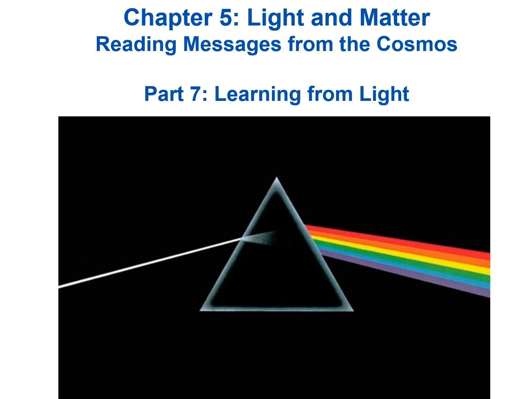In this video, Part 7, Learning from Light, we're going to bring it all together, what you've been learning throughout Chapter 5. We started Chapter 5 learning about the structure of matter, and then we got into the properties of light and the electromagnetic spectrum. Now we're going to pull it all together and see what we can learn about the matter, the stuff that is out there in the universe, by interpreting its light.